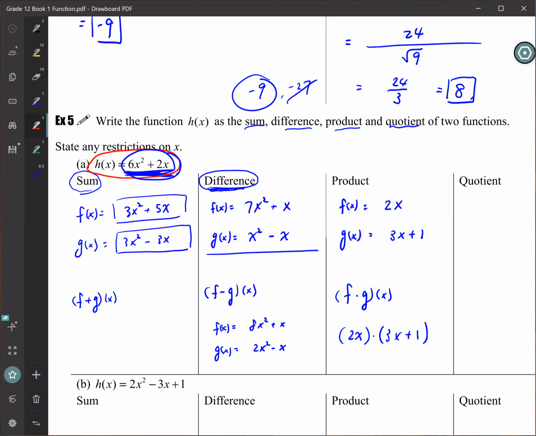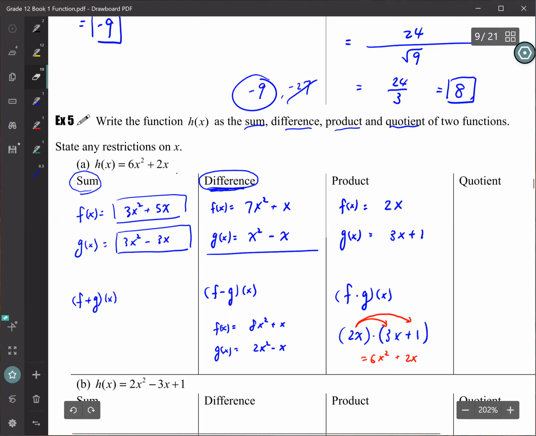6x squared. So we need to distribute, right? Yeah. 6x squared will be the first one. And then multiply with the 1 will give you plus 2x. And it matches the original question. Okay? So it works. You can see if it works by multiplying out.